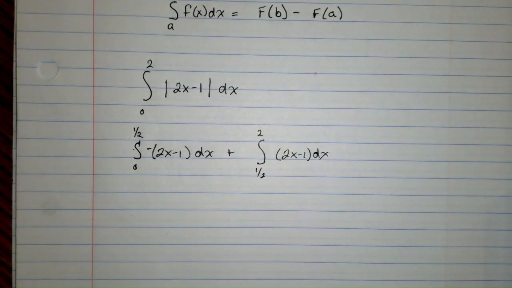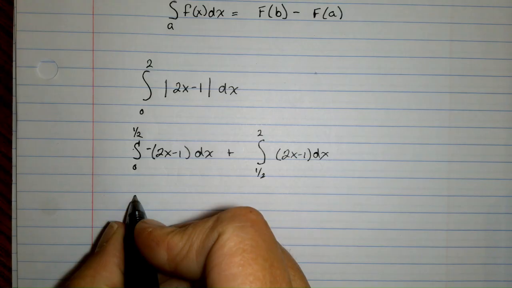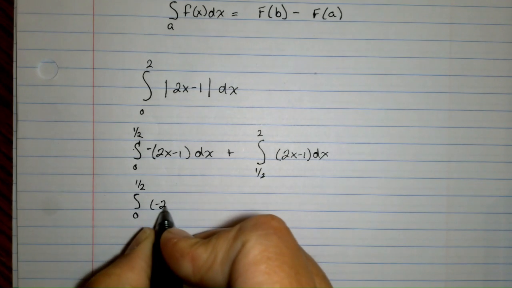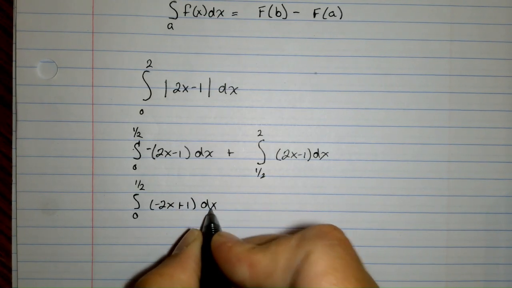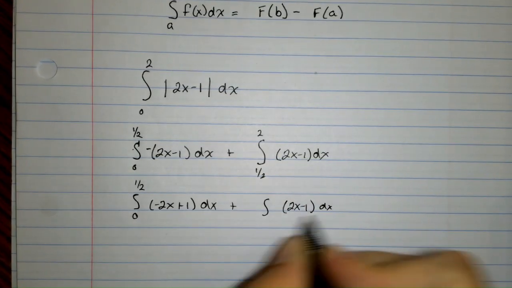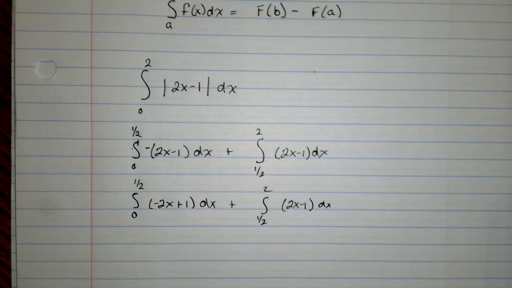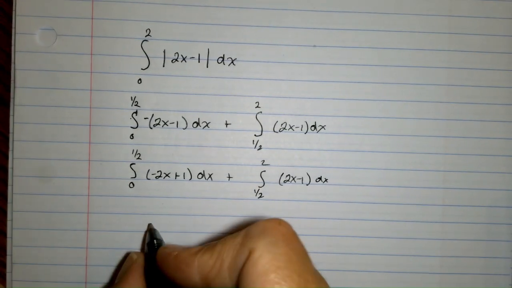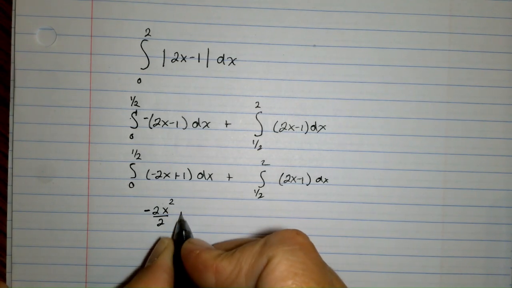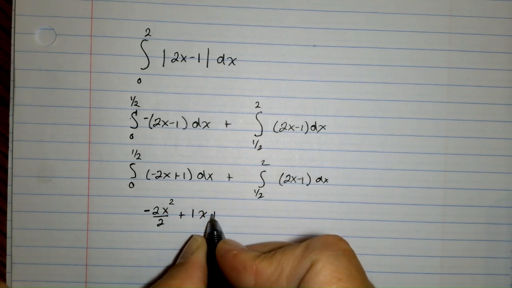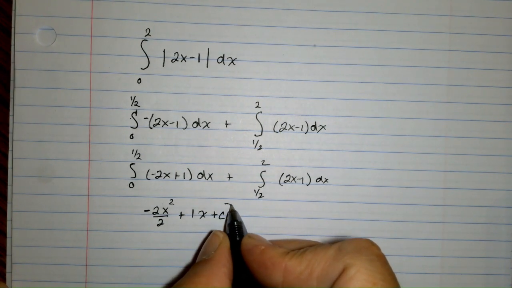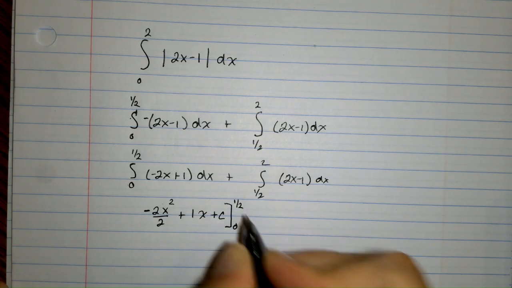Okay, so now we have to think about how do we antiderive, right? So the integration from 0 to 1/2 of negative 2x plus 1 dx plus the integral of 2x minus 1 dx, again, that's 1/2 to 2. So if you remember, we're going to add that exponent. Negative 2x will become negative x squared plus 1 times x, technically plus c, right? And this is between 0 and 1/2.